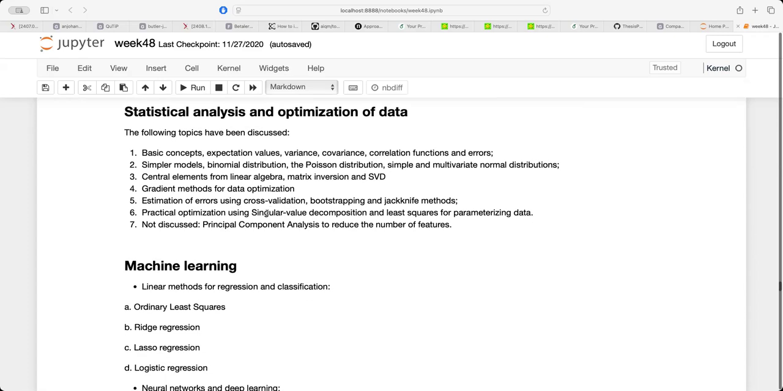We've been looking at the singular value decomposition and how we can use that one to analyze results in regression types of problems. But we have not discussed principal component analysis. This is normally called PCA, and you will find material about that in the lecture notes, but we haven't had the time to discuss it.